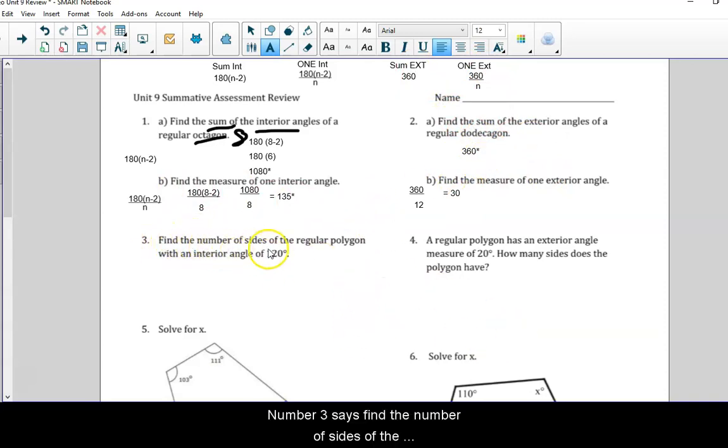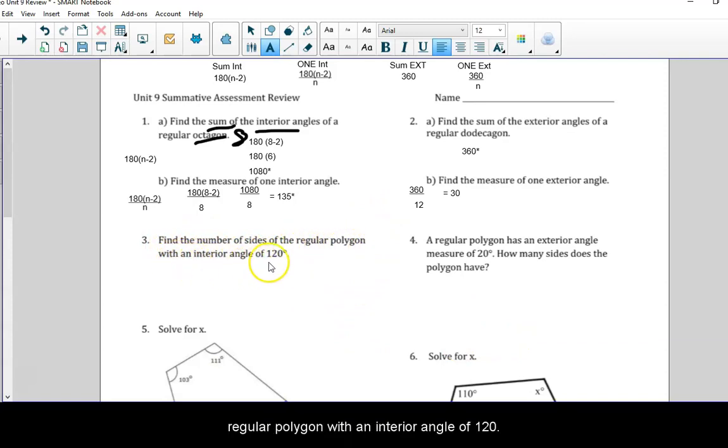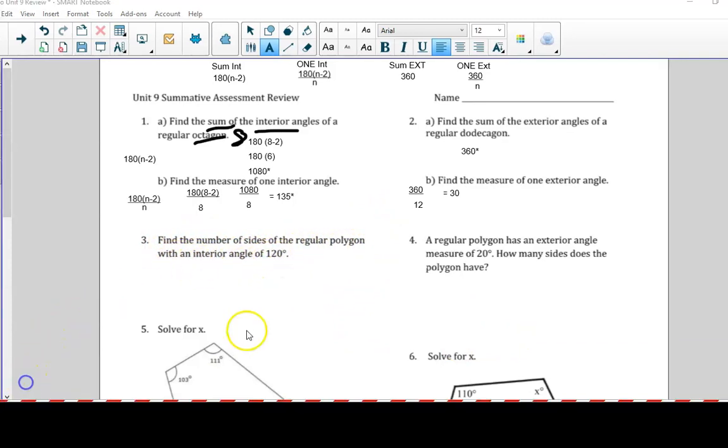Number 3 says find the number of sides of the regular polygon with an interior angle of 120. Okay, so now we are at this problem here still. This is probably one of the tougher ones that you're going to see. You might think that you need to start off with this one. However, we can be sneaky. If you look at number 6 on the review remediation guide there, you can be sneaky by subtracting this from 180.